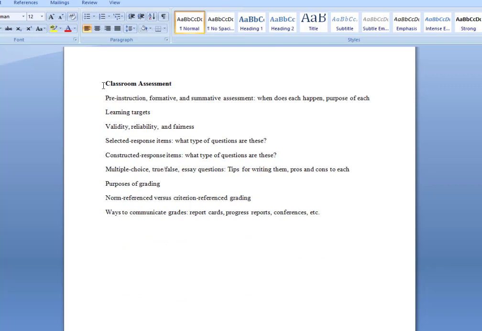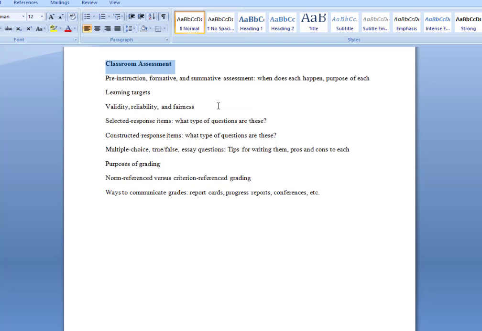All right? The last section we talked about, the third section of the class, was classroom assessment. So basically our goal here is to try to understand whether or not learning has taken place in our classroom. So we are going to have different types of assessment.